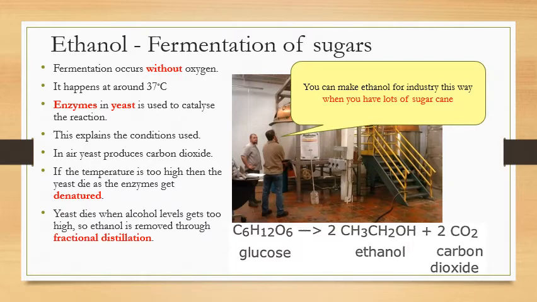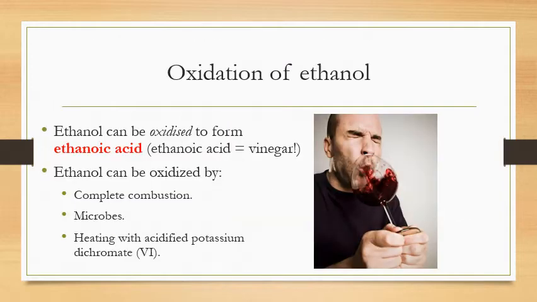Additionally, yeast, being living organisms, die when alcohol levels get too high, just like you would. So if it gets about 15% alcohol, they die off and the reaction kind of finishes. So what you do is you remove the ethanol through the process of fractional distillation. This takes advantage of the difference of the boiling point between ethanol and water, where water boils at 100 degrees Celsius, where ethanol boils at around 78 degrees Celsius.